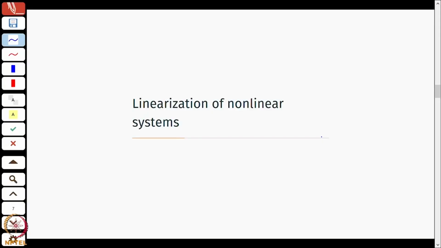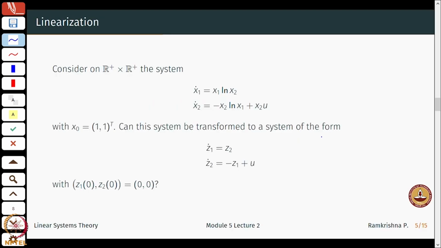The next concept would be about linearization of nonlinear systems. If I start with this system in R2, x1 dot is x1 log of x2, and similarly x2 dot is minus x2 log of x1, with some initial condition, this one. Now, can I say that this system is equivalent to this system?